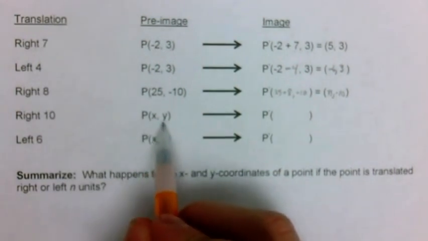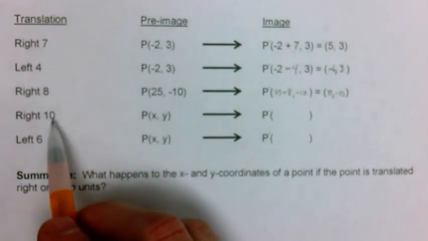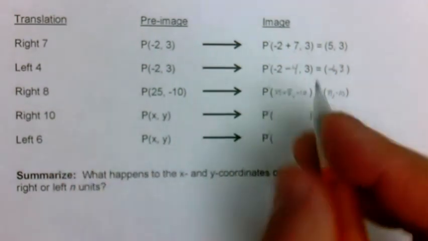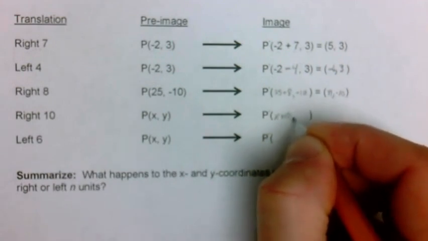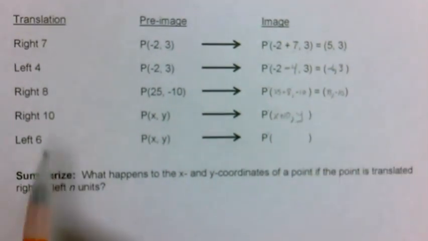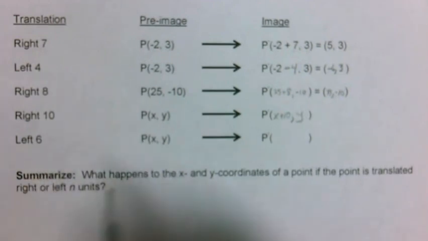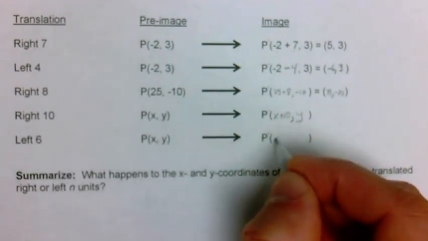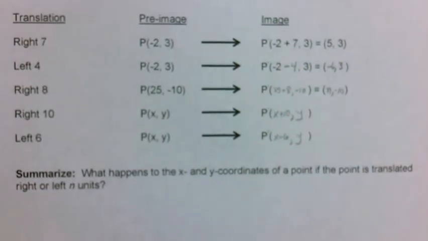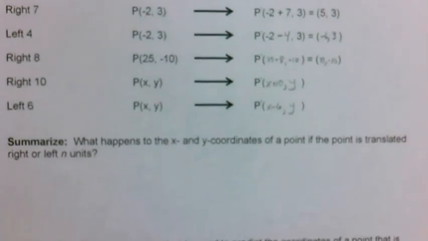If we took some point, any point x comma y, and moved it to the right 10 units, well, again, the x-coordinate is going to change by adding 10 to it. So x plus 10, comma, the y-coordinate isn't going to change when you move a point to the right. Similarly, if we took some point x y and moved it to the left 6 units, again, we would take the x-coordinate and subtract 6 from it, but the y-coordinate would remain unchanged. So moving left, you're going to do x minus 6, comma, y.